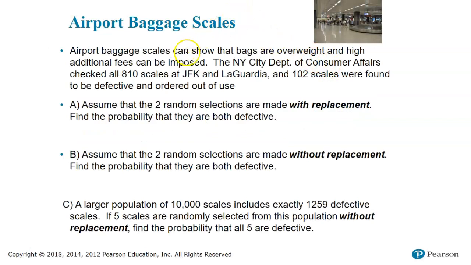Okay, so here's an example. On this first one, we're talking about airport baggage scales. They can show that bags are overweight, and high additional fees can be imposed. The New York City Department of Consumer Affairs checked all 810 scales at JFK and LaGuardia, and 102 scales were found to be defective and ordered out of use. So I want to go ahead and find the probability of a defect. So the probability of a defect is going to be 102 out of 810.